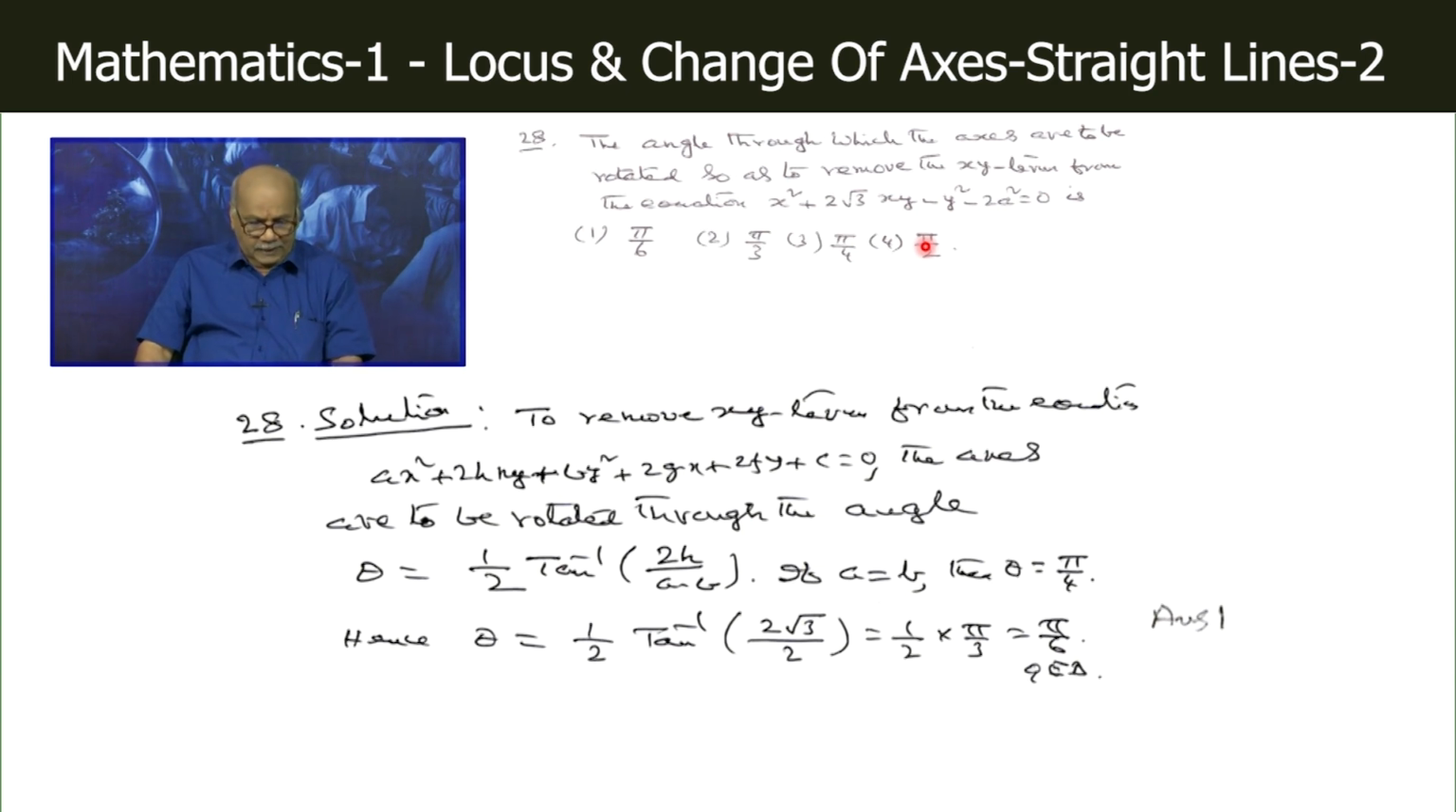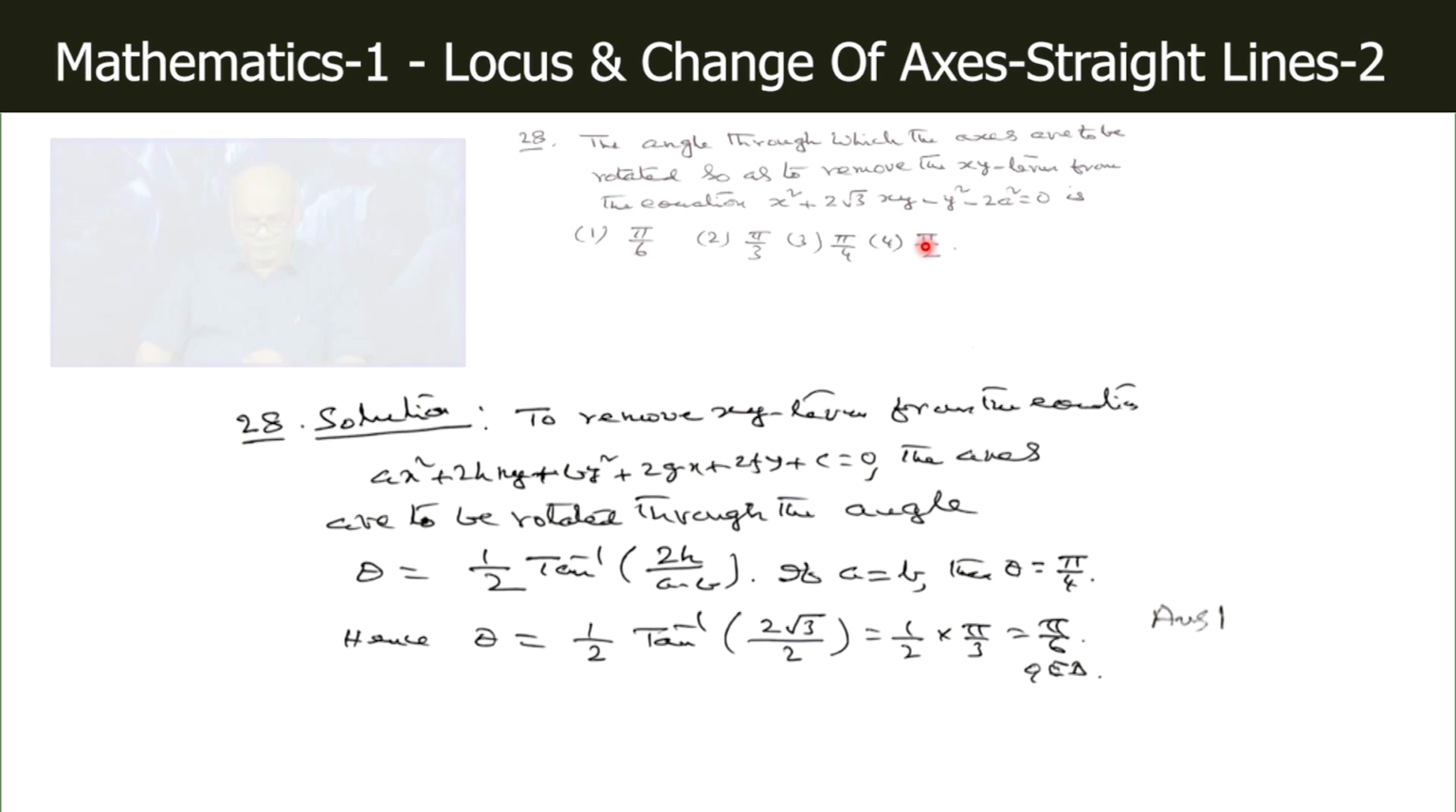So now, in the given equation, what is h? In the given equation, h is root 3, a is the x square coefficient, which is 1, and b is the y square coefficient, which is minus 1. So therefore, theta is equal to half of tan inverse of 2h by a minus b, that is, half of tan inverse of 2 root 3 by 2.